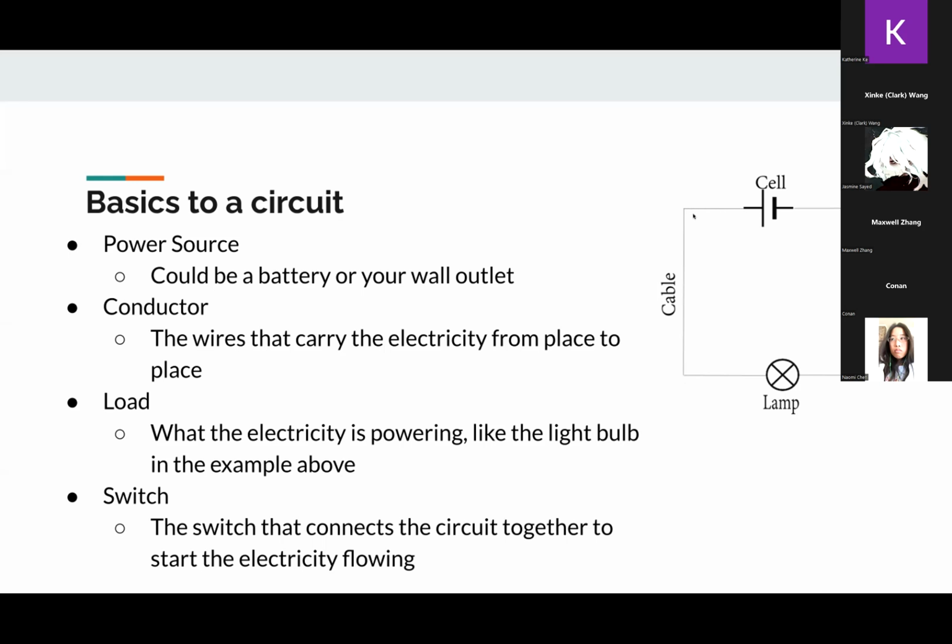A load is something that the electricity will power. That can be a light bulb or a microwave, or also your iPhone when you charge it. And a switch is something that turns it on. Your lights in a house are not always on because you have a switch that's open. When you close the switch, the circuit will complete and your light will turn on.